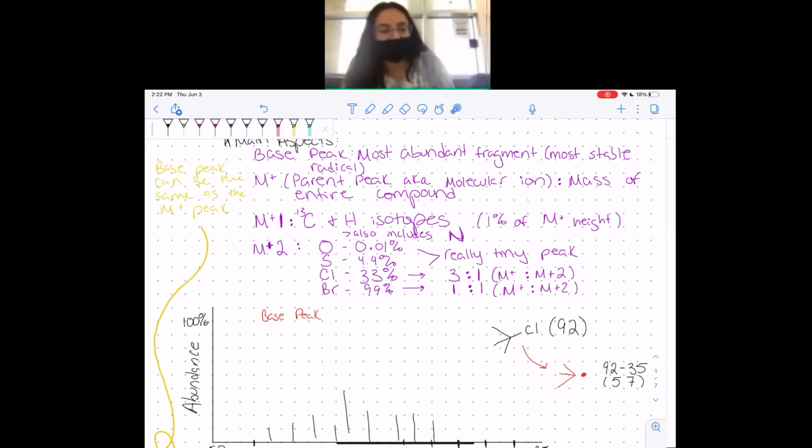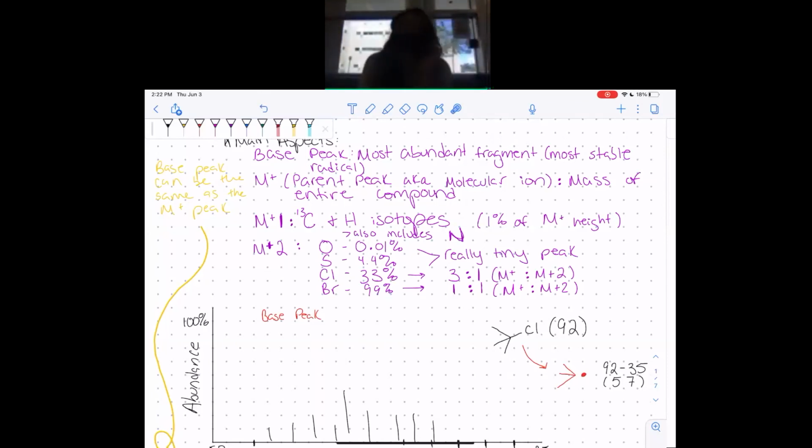I also want to give you one tidbit of information. So bromine, what it means to have a 1:1 ratio is that there are 2 isotopes of bromine that are found in equal abundance in nature. So does anyone know what the mass on the periodic table is for bromine?